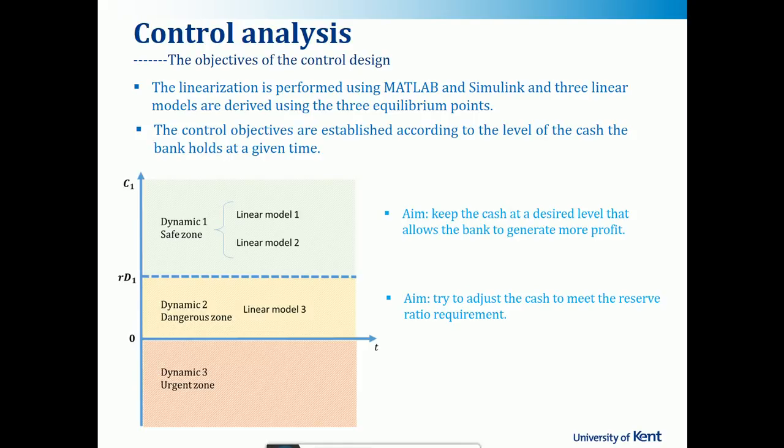In the third region, the cash at the bank becomes negative, and the bank stops all activities. This can happen when a shock in the deposit is big enough to make the cash negative. It is assumed that the bank faces a serious funding gap, and if the bank does not take action to get more cash, it will fail. So the aim of the control is to try to bring the cash from negative to positive within a very short time.